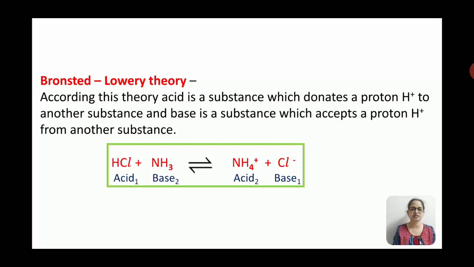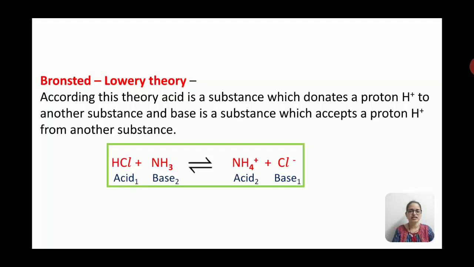Here what is happening? Just see here. HCl is going to lose a proton and NH3 is going to accept that proton. So HCl will be converted into Cl minus while NH3 is converted into NH4 plus. In this particular example, HCl is acid and NH3 is base. HCl loses its proton and forms Cl minus. So, Cl minus is known as conjugate base of the acid HCl.